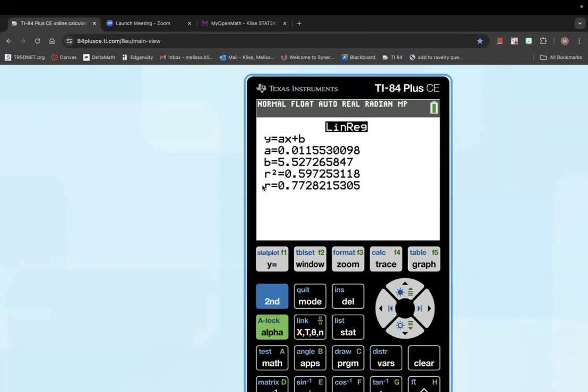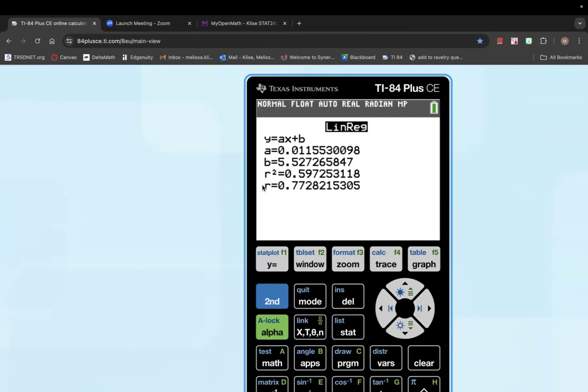Melissa, I have a quick question. I have the same numbers too, but does it matter if my calculator is not showing the zero? It just says .772. That's absolutely fine. All right, thank you. You're welcome. Okay, so our correlation coefficient is 0.77. So you could say that this is moderately strong.